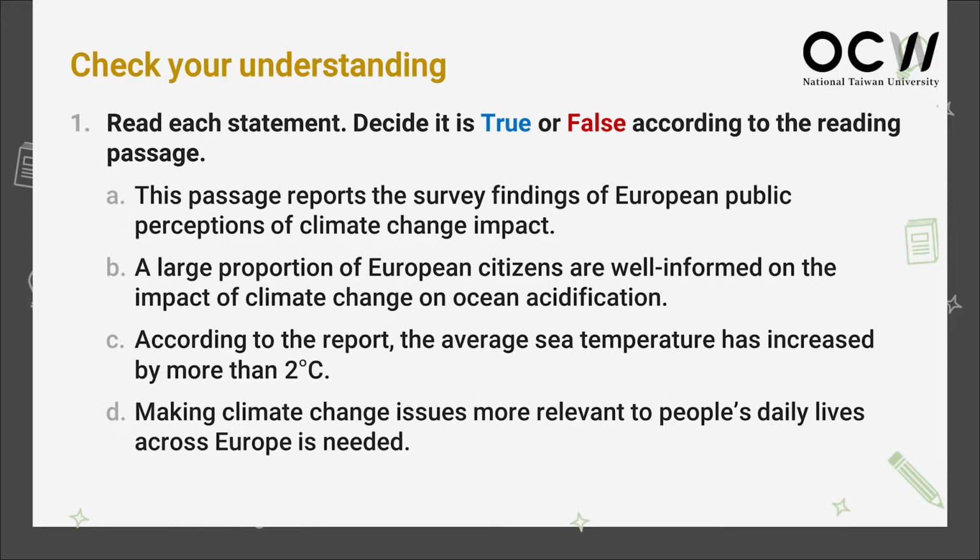Now we're going to check your understanding of this reading. We're going to read each statement, and you are going to decide whether it's true or false according to the passage you just read. A.